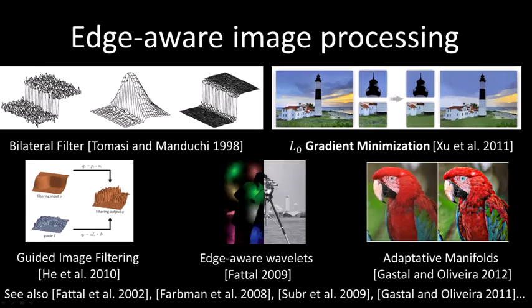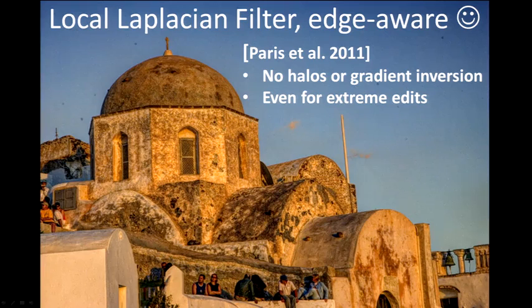That's why there has been a lot of work on edge-aware image processing for image editing. And today, I'm going to focus on a set of filters that was developed by some of my co-authors, local Laplacian filters. They have the specificity that they don't create any artifact like halos or gradient inversion, even for really extreme transformations like this one. And for this reason, they are really exciting.